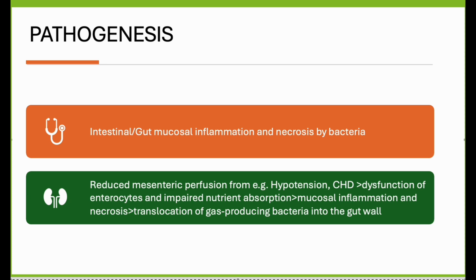Secondly, reduced mesenteric perfusion from hypotension, for example from congenital heart disease, can lead to impaired function of enterocytes. So once enterocytes are not performing well, there's going to be malabsorption of nutrients and also mucosal inflammation and necrosis. And then finally, translocation of gas-producing bacteria into the gut wall, leading to necrotizing enterocolitis. So these are the main factors that lead to necrotizing enterocolitis.